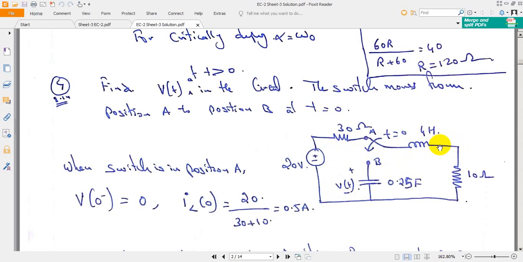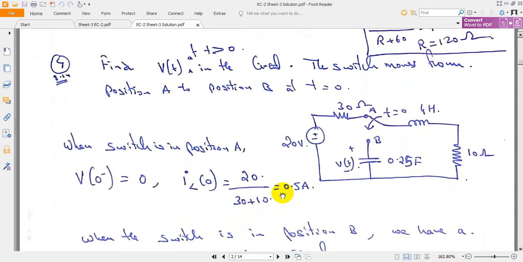The current flowing through the inductor is the current flowing through the 30 ohm resistance, which will be short circuited, and through the 10 ohms. So the current flowing through the series combination of 30 and 10 ohms will be the current flowing through the inductor. So i_L before switching will be the supply voltage divided by 30 plus 10, and you will get 0.5 amperes. We got the current through the inductor and the voltage across the capacitor before the switching operation, when the switch is in position A.